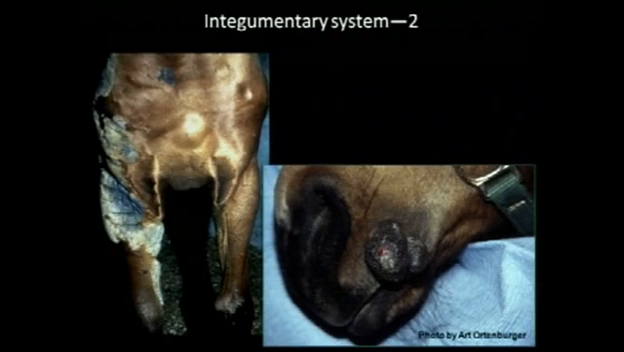Skin slide 2 is two different foals with the same disease. These were weanling foals also. This photo by Art Ortenberger shows a live foal with two protruding nodules. The clinical differential diagnosis for those was either hemangioma or possibly melanoma, partly because these had been present, if not at birth, at least during the neonatal period.